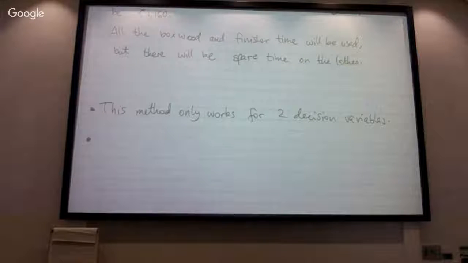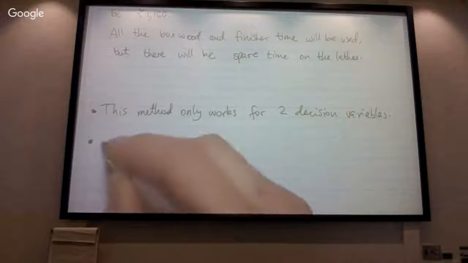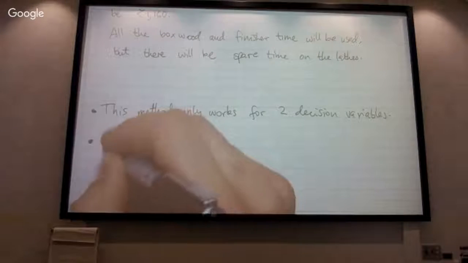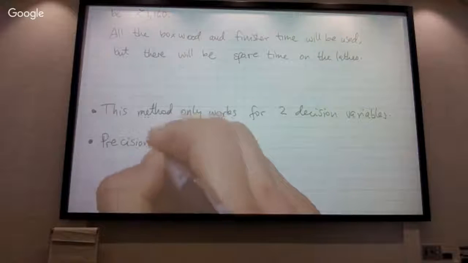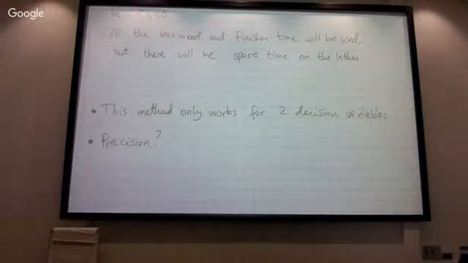Also, it's easy to make errors because you draw it wrong. So it's precision, I'll write precision, question mark, because you don't know how precise your drawing is. You know, that's a problem. Especially with me, it's a problem. So I'm quite chuffed with my picture.